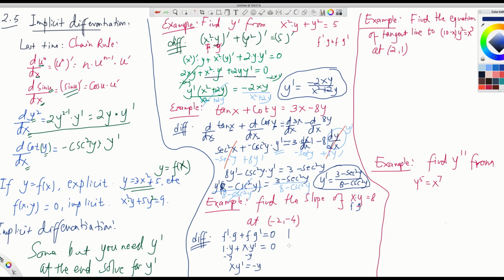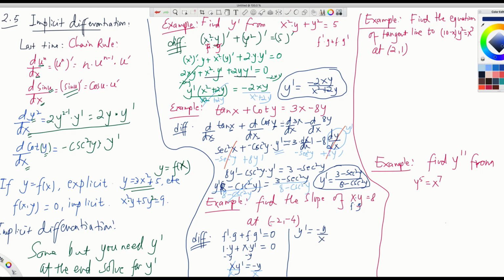Now solve for y prime means divide by x. So divide by x on both sides, and that will cancel out. So you get y prime equals negative y over x.